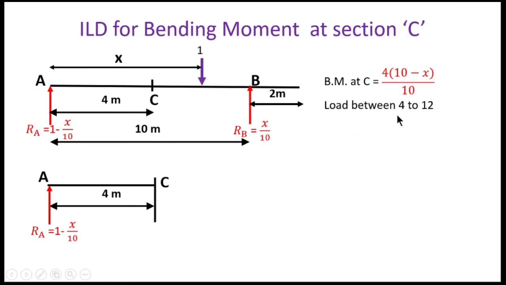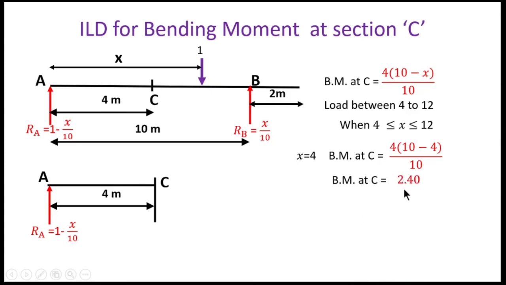Bending moment at C is equal to 4 in bracket 10 minus x by 10. Now the load is between 4 to 12, so the limit is x greater than or equal to 4 and less than or equal to 12. So x is equal to 4. What is the bending moment at C? It is 4 in bracket 10 minus 4 by 10, that is equal to 2.4. Then next x is equal to 10 because there is a support. The bending moment at C is 4 in bracket 10 minus 10 by 10. Here put x is equal to 10, so that becomes 0.